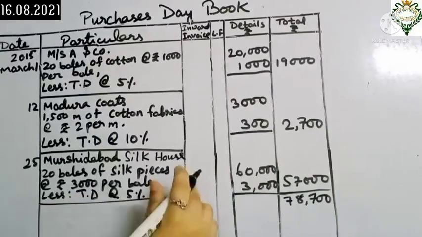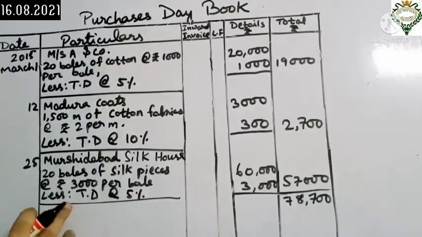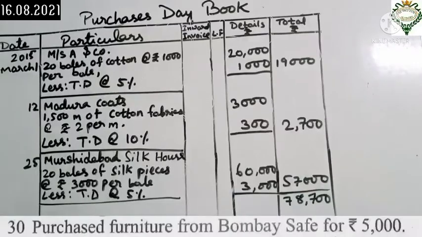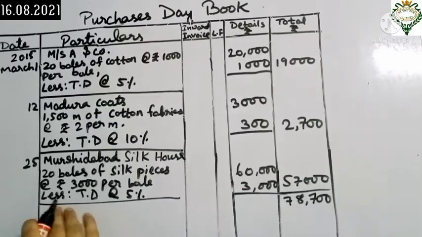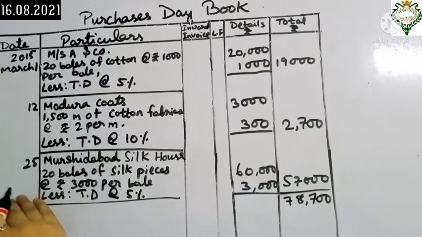Students, have you noticed one thing, that we have not recorded the last transaction given in the question, that has been done on 30th March. It is saying purchase furniture from Bombay Safe for rupees 5,000. But in the rules we have studied that in the purchases day book we don't have to record furniture and stationery transactions. So we don't have to record it in this book. That is why we have done up to only March 25.